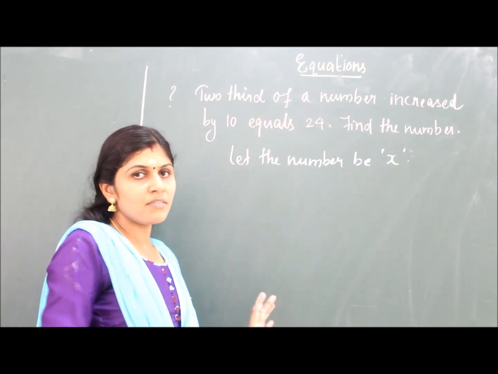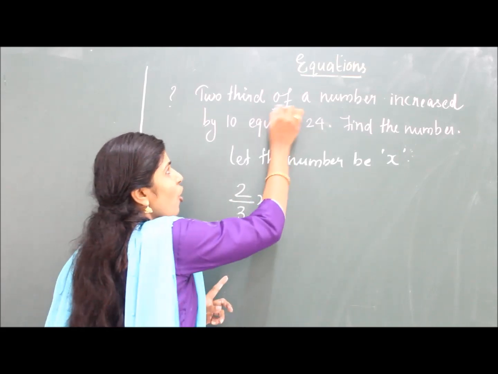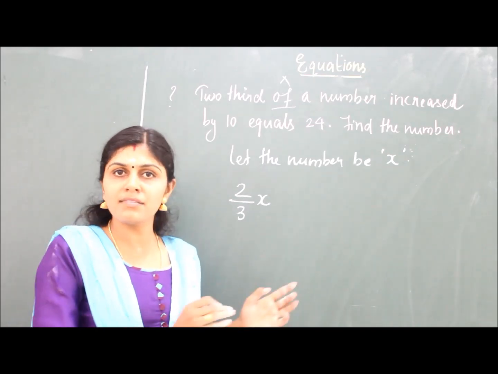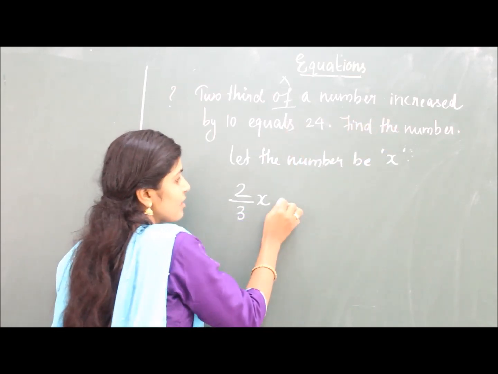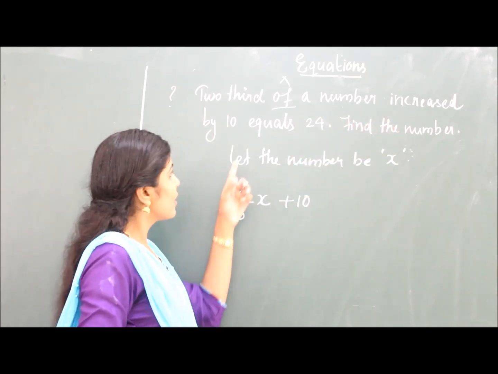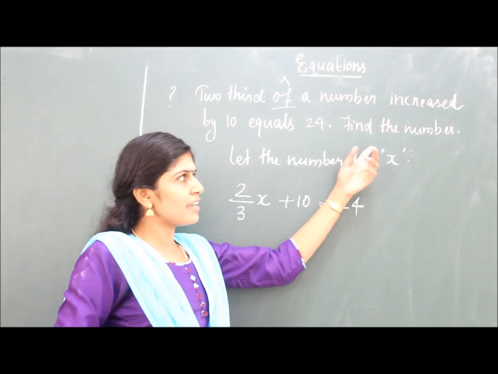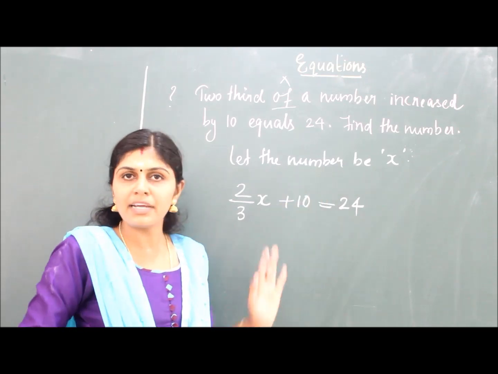2/3 of the number, which means 2/3 times the number. Here also, "of" represents multiplication. I told you earlier, "times" also represents multiplication. So 2/3 x increased by 10, which means plus 10, equals 24. So what is the number? You have to solve this equation in order to find the number.